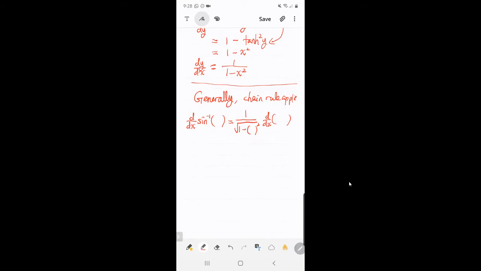Okay. So for example, if let's say I ask to differentiate, example, yeah, I ask to differentiate sine inverse of 2x, all right? So what you do is you have 1 over square root of 1 minus 4x squared. Then you have to differentiate the 2x. So differentiating the 2x would give you a 2. Therefore, you have 2 over square root of 1 minus 4x squared. You only have an extra thing to do, which is the differentiation of the bracket. Is that clear?